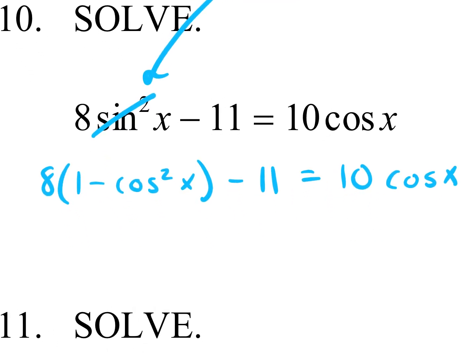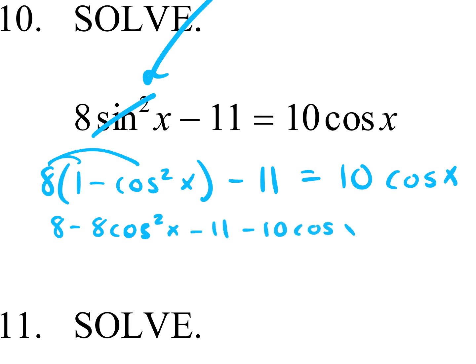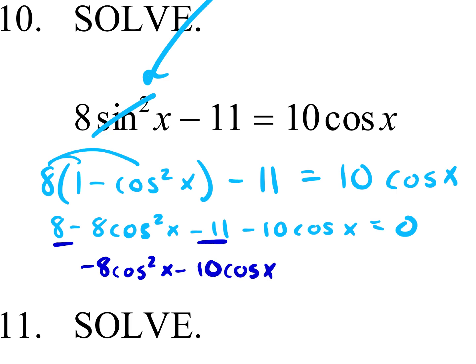What do you think I should do next? Distribute, and we can move the 10 cosine to the other side too. So I'm going to distribute that 8. So 8 minus 8 cosine squared minus 11 minus 10 cosine is equal to 0. What else can I do? Combine like terms, and I'm going to put it in standard form. So I'm going to combine my 2 constants there and make it 8 cosine squared x minus 10 cosine x. And this would be minus 3 is equal to 0.